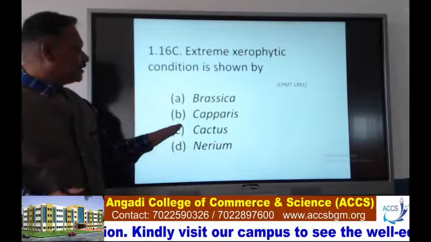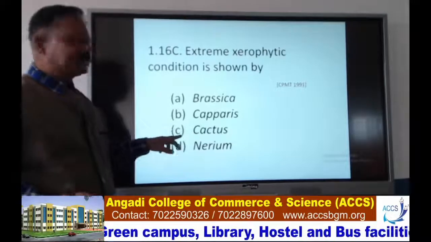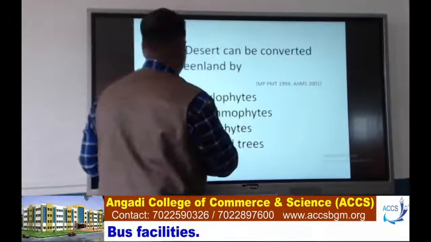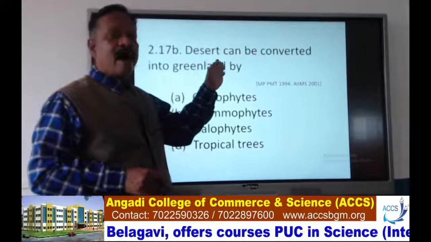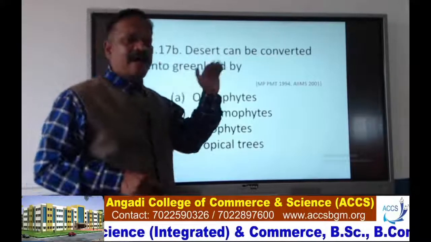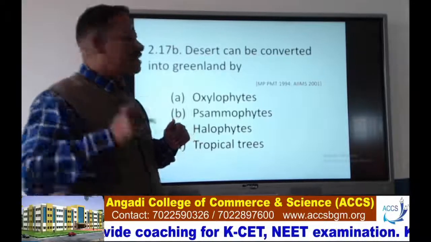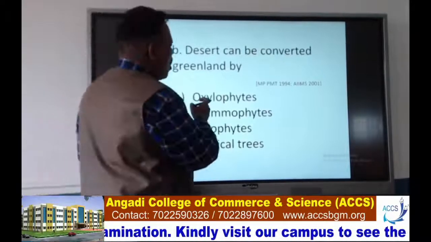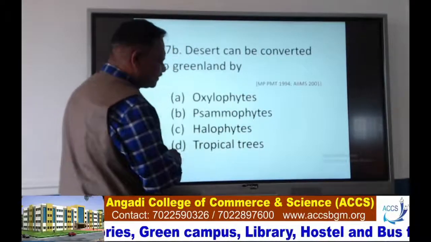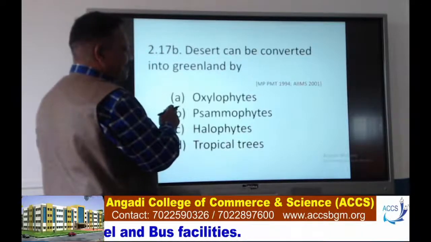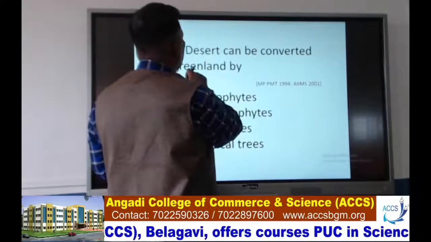So, in this way, the cactus is showing the extreme xerophytic condition. So, option C, cactus, is the right one. Next, the desert can be converted into Greenland by... So, here, desert is there. It has to be converted into Greenland. It is done by, see the options, auxilophytes, psammophytes, halophytes, tropical trees. It is definitely option B, psammophytes. Psammophytes, they are converting desert into Greenland.